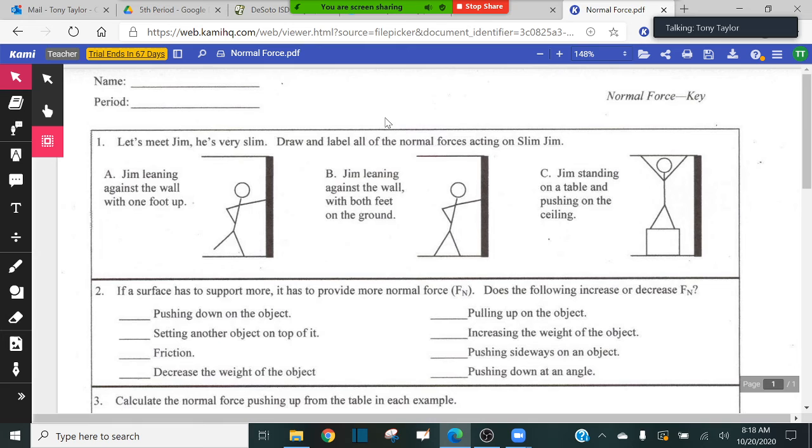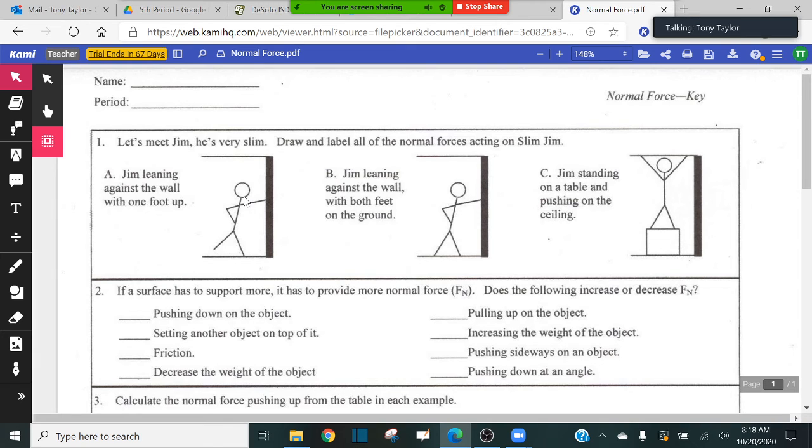So guys, I want to say something here. Whenever you are doing your assignment and you're making sure that your normal forces are drawn correctly, you want to pay very careful attention to what the object is. In this case, it says draw all the forces acting on Jim. I could give you an example where I say draw all the normal forces acting on the wall, or on the floor, but in this case it says what are the forces acting on Jim.